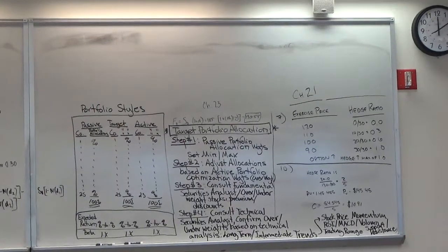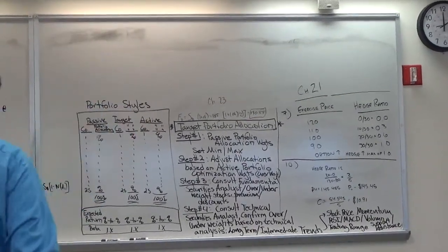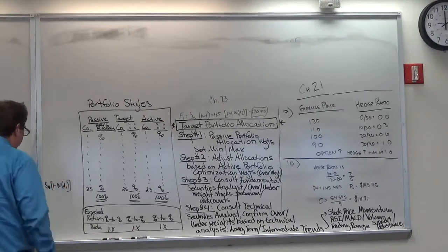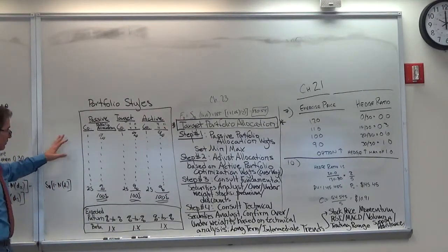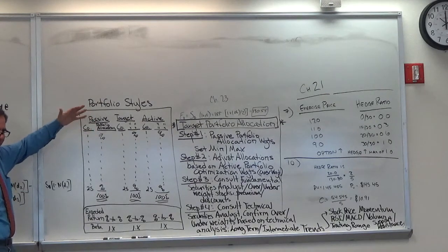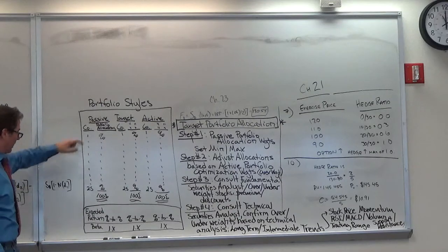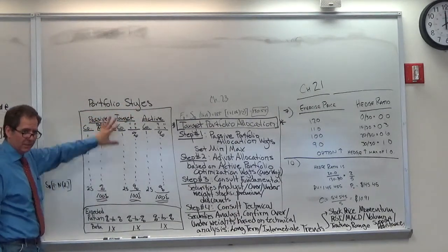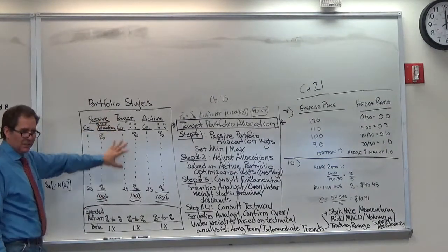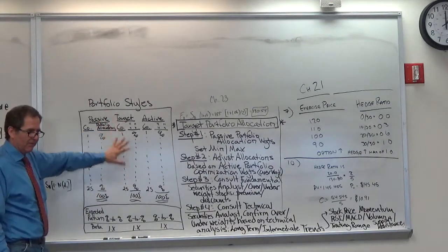Okay, what you guys want to do is add this table into your report and into the PowerPoint presentation. So portfolio styles, I don't know if that's the right, or maybe portfolio allocations. So you want to have passive, target, and active. You want to have the target in the middle. Maybe you bold it or make the font a little bigger.